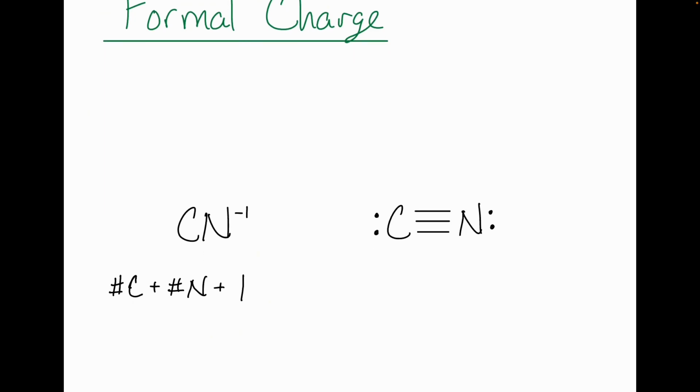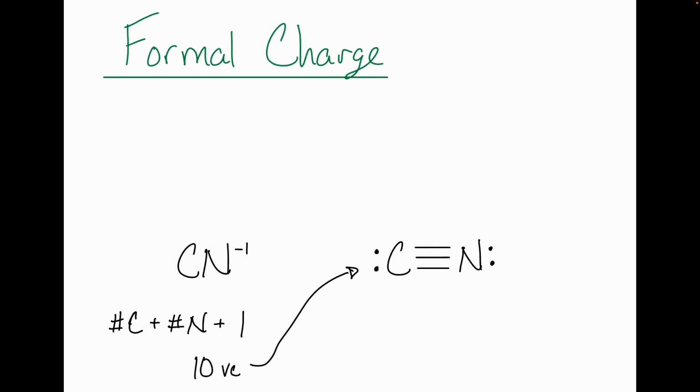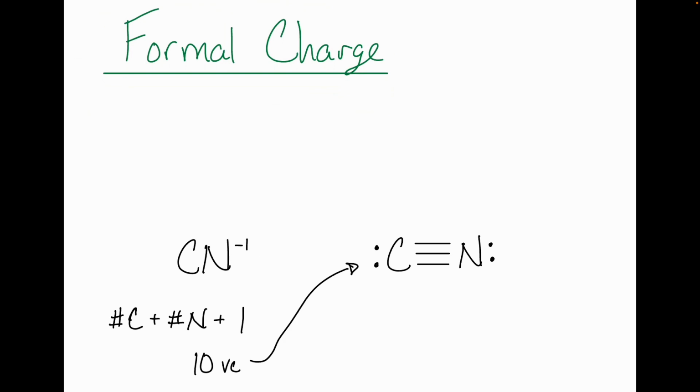So that's how we got a total of 10 valence electrons for this structure, which we then turned into this Lewis structure. Okay, so it turns out that that net negative charge, that -1 charge, lives on a specific atom in this structure. And we can figure out which atom that is by calculating what's called the formal charge on each of these atoms.